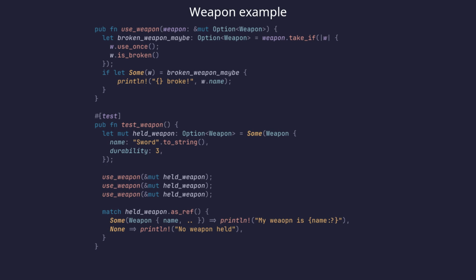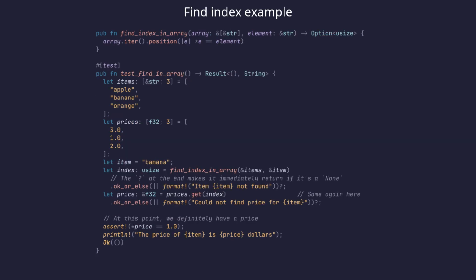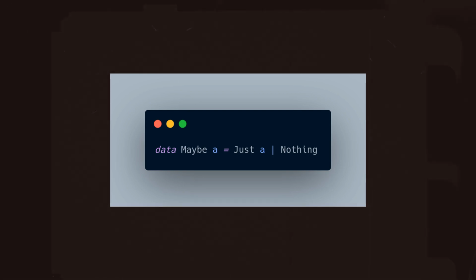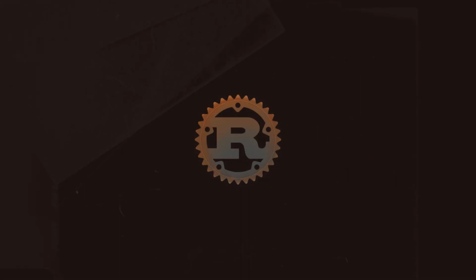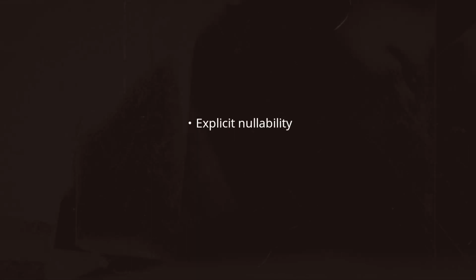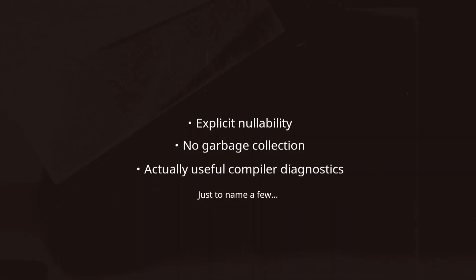The previously shown code snippets can be rewritten in Rust using Options like so. And by the way, Rust isn't the first language to have explicit nullability. For example, Haskell has the Maybe monad, and Kotlin has the question mark sign. I'm just talking about Rust because I'm most familiar with it, and I believe it employs a lot of good practices in general.